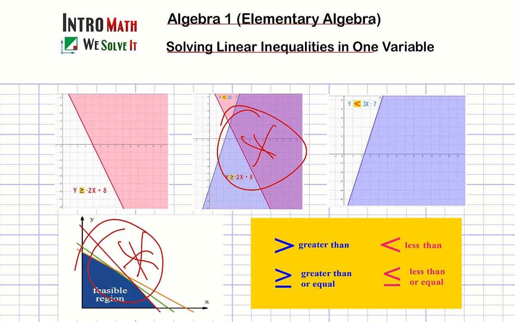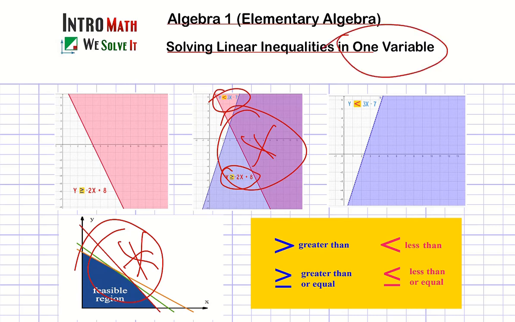You have linear equations and then you have linear inequalities. Linear inequalities can be in one variable or two variables. The one I showed you here is in x and y. This one is in x and y. But what we're gonna deal with in this video is linear inequalities in one variable. See right there, in one variable.